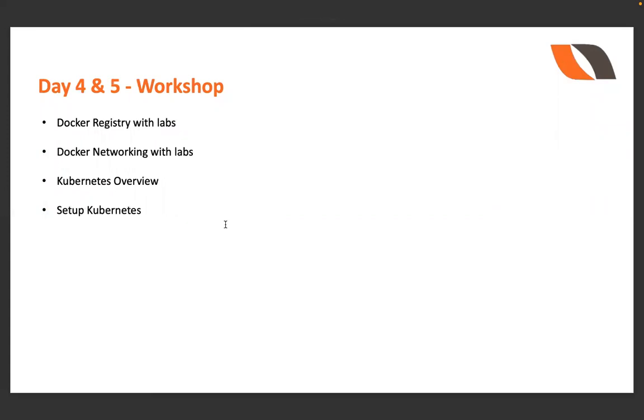Then day 4 and 5, we are going to talk about something called Docker registry. We are going to look at Docker Hub, how we can get different images from Docker Hub, how networking is implemented in Docker, what kind of networks will be created, what are the different ports that we can work with. And then along with that, we are going to study the basics of Kubernetes. What is Kubernetes? Why do we need it? And then we are going to set up Kubernetes on our own systems.